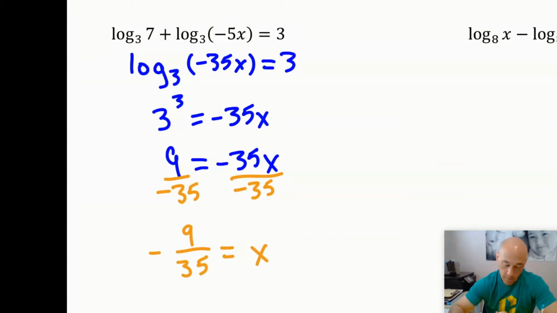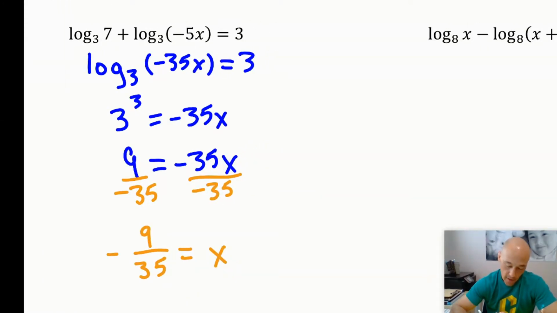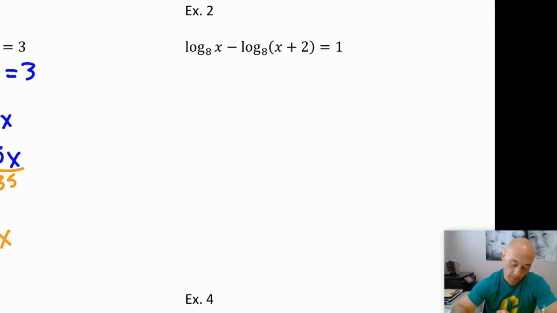Now, really, we should plug it in and make sure that it will solve this. So if we plug in a negative x value here, then this becomes positive, and that's good because you have to have a positive argument for a logarithm. So it looks like it should be a solution.